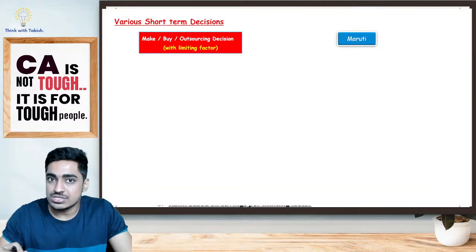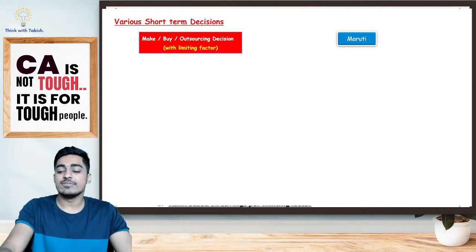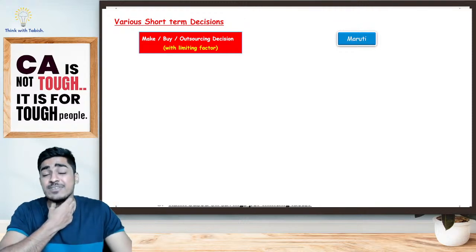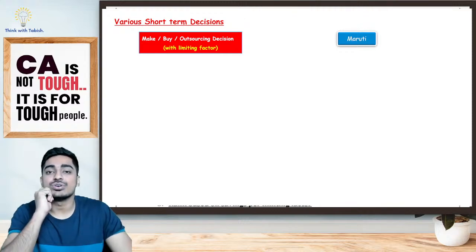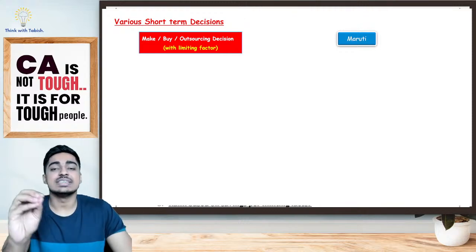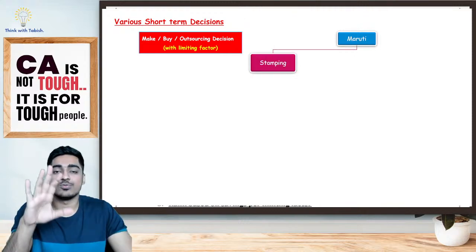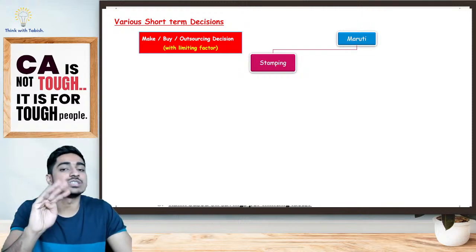Suppose we are talking about Maruti Suzuki only. We are taking a decision whether to manufacture in-house or to buy from outside. But now, what is the issue? Labor hours are limited. We have altogether 4 functions to produce a car.